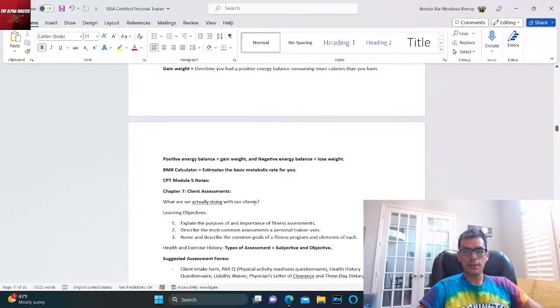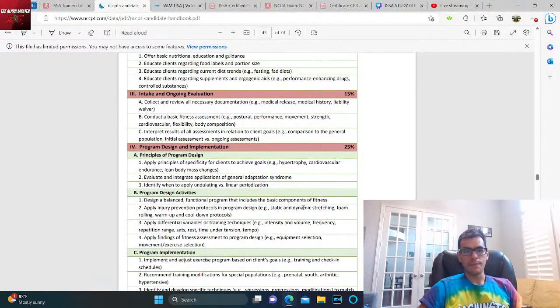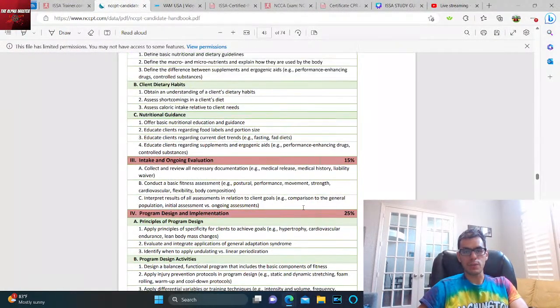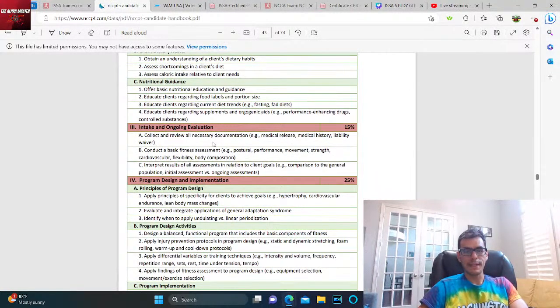So let's get started. What are we actually doing with our clients? That's client assessments, and remember, that's part of the intake and ongoing evaluation portion of the exam. Collect and review all necessary documentation like medical release, medical history, liability waiver. Conduct a basic fitness assessment: posture, performance, movement, strength, cardiovascular, flexibility, body composition, and interpret results of all assessments in relation to client goals, comparison to the general population, initial assessment versus ongoing assessments.